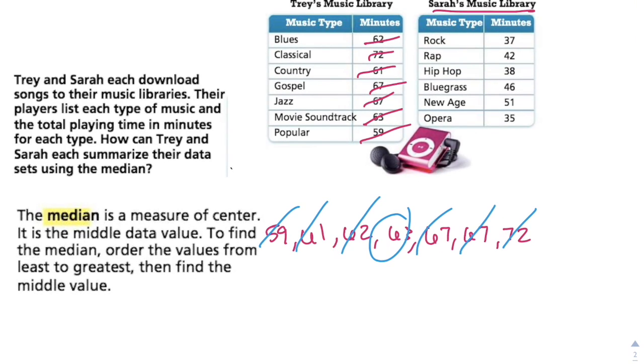So lowest value for Sarah is going to be 37. That was a really big circle. Let's see, 37, looks like 38 is next. 42.